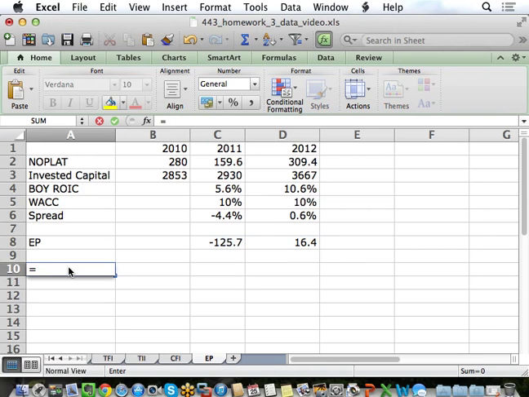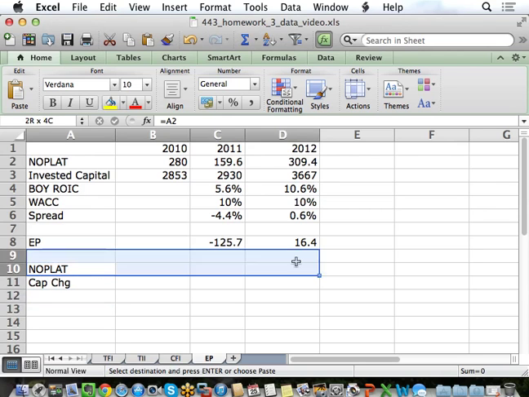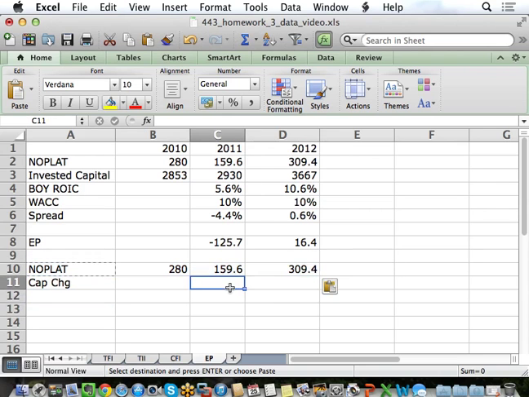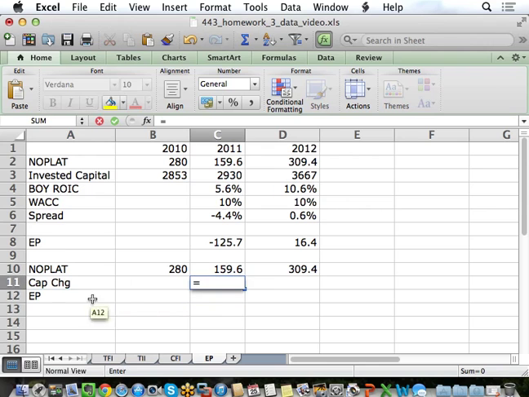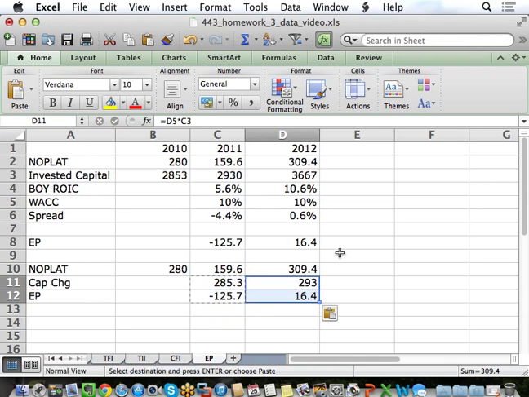Method 2, I take my NOPLAT, I subtract off my capital charge. My NOPLAT is my NOPLAT. My capital charge equals the cost of capital, the WACC, times last year's invested capital. My economic profit, capital charge, WACC, times beginning of year invested capital, equals NOPLAT minus capital charge, and if I did everything right, it should balance.